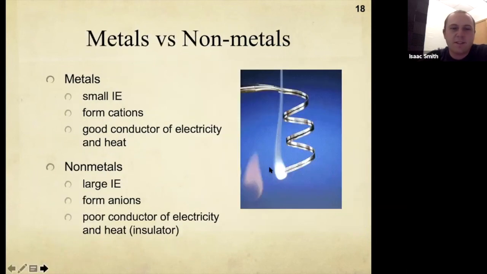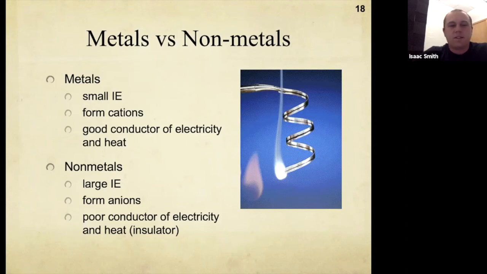Okay. And the last thing we'll talk about in this lecture is some of the properties here. So in the last lecture, we talked about the divide, right? On the left side of the periodic table, you have metals, and on the right side, you have non-metals. So metals are going to have a smaller ionization energy because they want to lose electrons in the first place, so it doesn't take much to pull them off. And because of that, they form cations. And they're also good conductors, which you probably already knew.